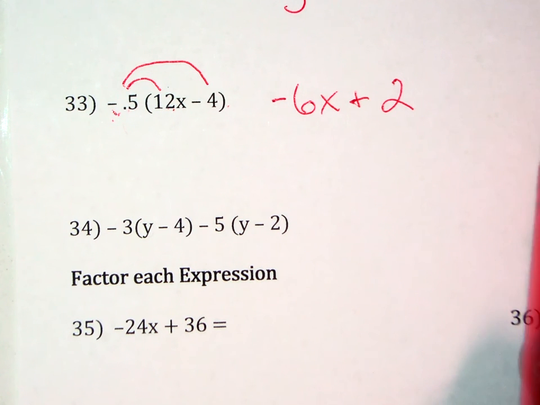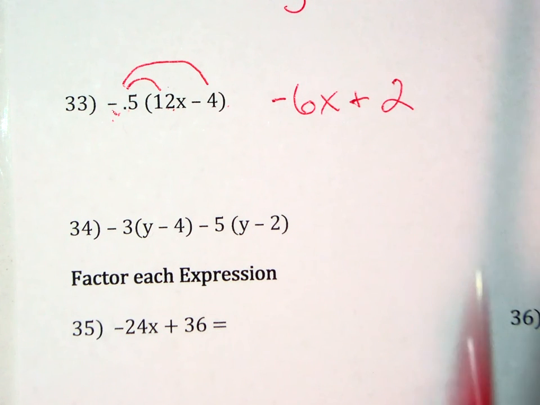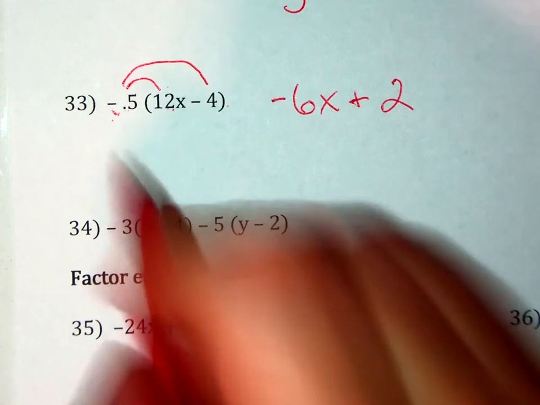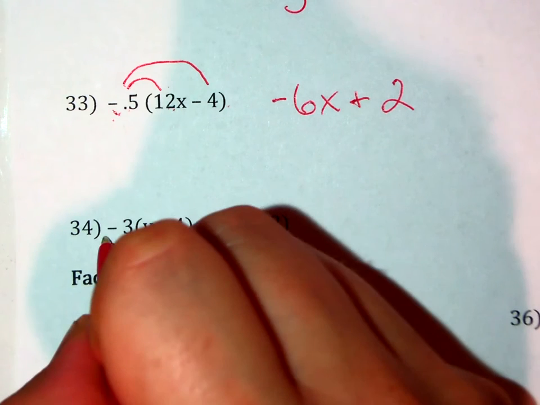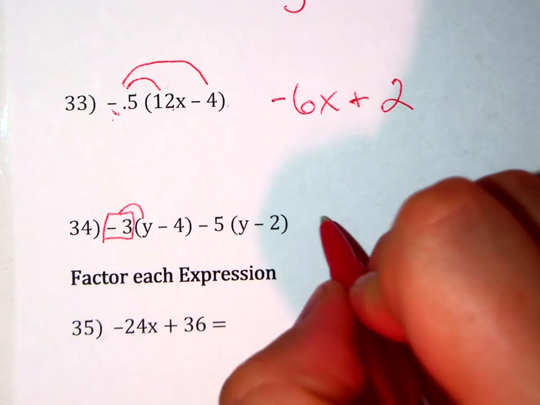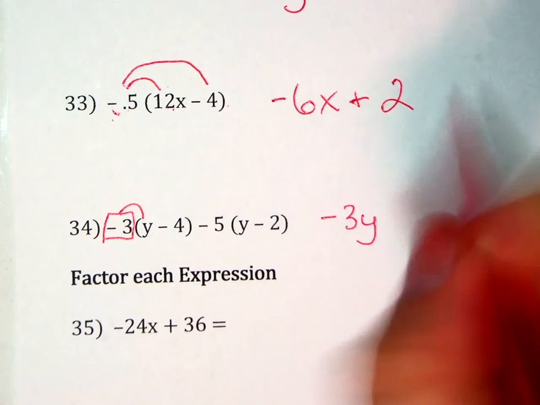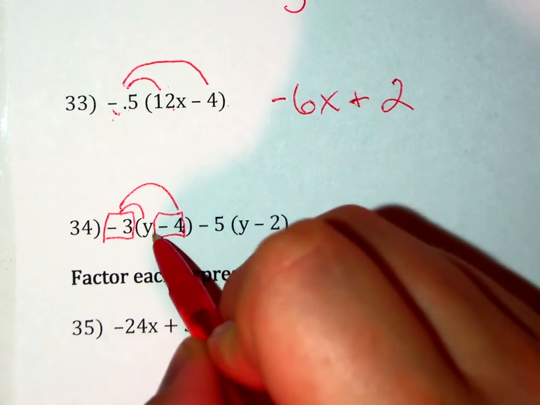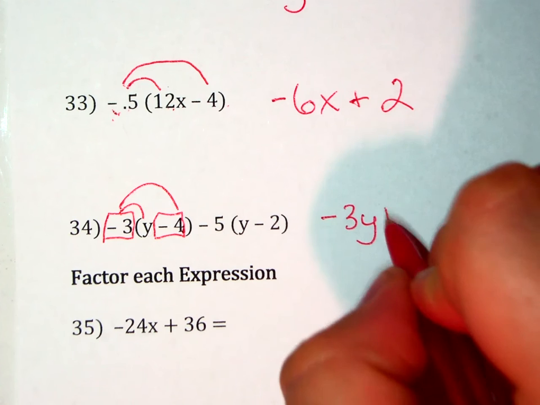And if you need to do the arithmetic off to the side, do the arithmetic off to the side so that you get the correct solution. Don't be lazy. Problem 34, we have negative 3 times y. It's negative 3y. Negative 3 times negative 4 would be plus 12.